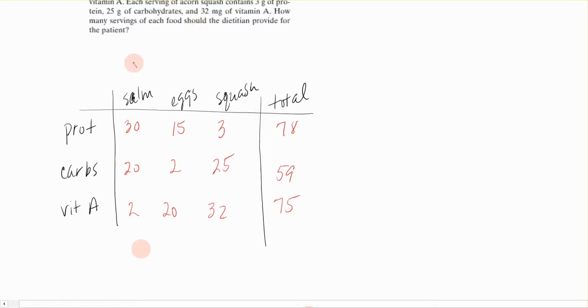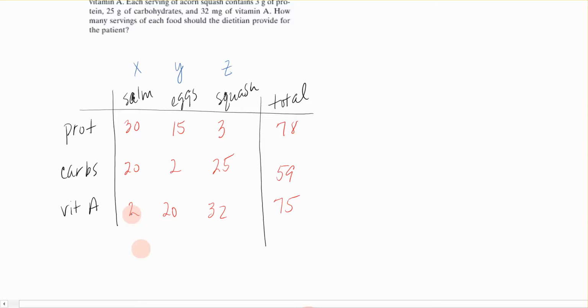So what we've done here is we know that the variables are how many servings of each food. So we're going to say that each of these foods, salmon, eggs, and squash, represents sort of a variable. Okay, so I'm trying to figure out, how many servings of salmon do I need? How many servings of eggs do I need? And how many servings of squash do I need, if I know salmon has 30 grams of protein, 20 grams of carbs, and 2 milligrams of vitamin A?